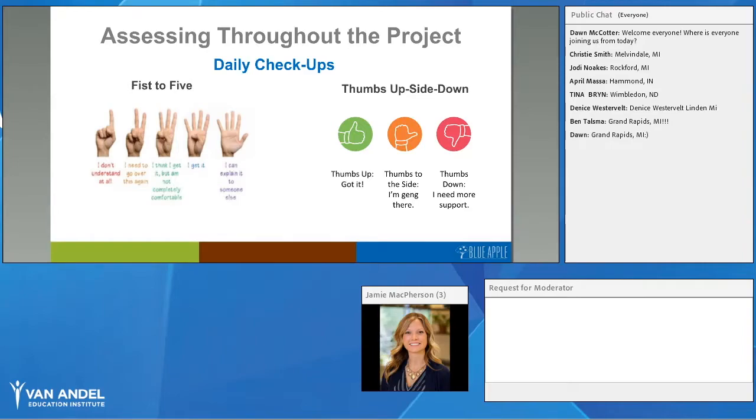The 3 is I think I get it, but I'm not completely comfortable with the topic. A 4 is I get it, but then the 5 is I get it and I think I can explain it or teach it to others. So fist to 5 is a great strategy to use. And then also the thumbs upside down strategy, which is very similar, but it's just a thumbs up if they've got it, a thumbs to the side if they're getting there, and then a thumbs down if they need more support. So that was daily.